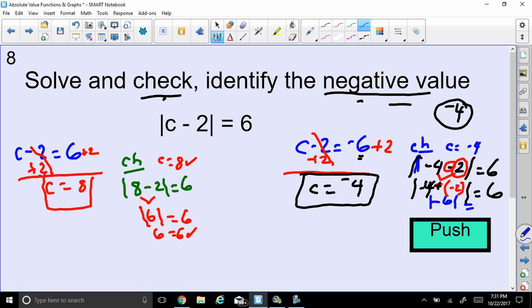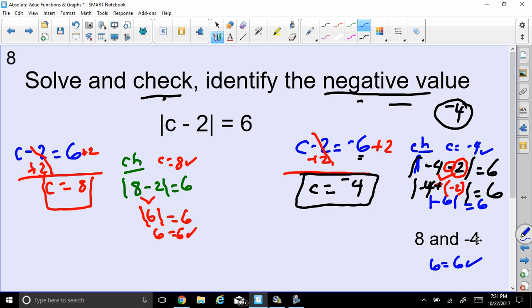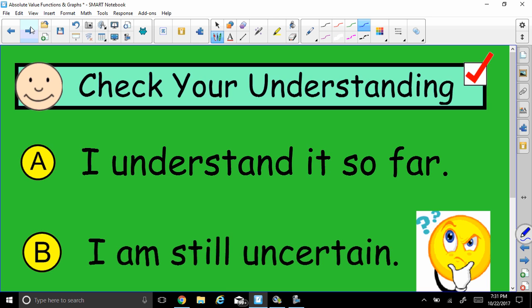And that's starting to look like the other one we did, and we have the absolute value of 6 is equal to 6, so it does check out. So this one checks out as well. So nice check. So our answer was -4, which is what they're looking for, but both answers were 8 and -4. So we solved and checked that.